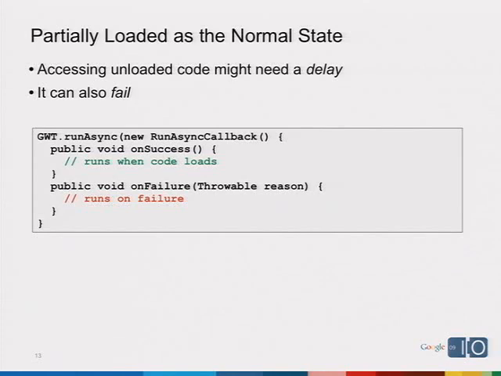But you've probably already seen this API a lot now. GWT.runAsync, it has a callback on success, which happens when the code loads, and then the failure path if the code cannot be loaded for some reason.